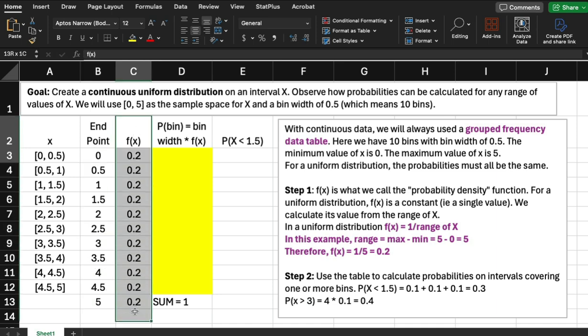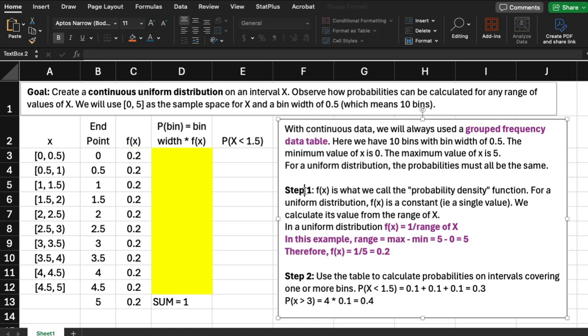We do need this number though in column C. So how did we calculate 0.2? Where does that number come from? That is step 1 in our probability calculations, or creating our probability data table.